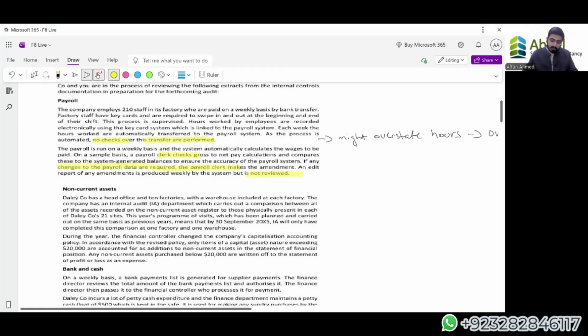And last but not the least, the amended records are also not checked. So this is a complete disaster. If someone comes in and changes his salary from 1,000 to 10,000, they can do it, and I'm not even checking it. So a clear opportunity for fraud is there.